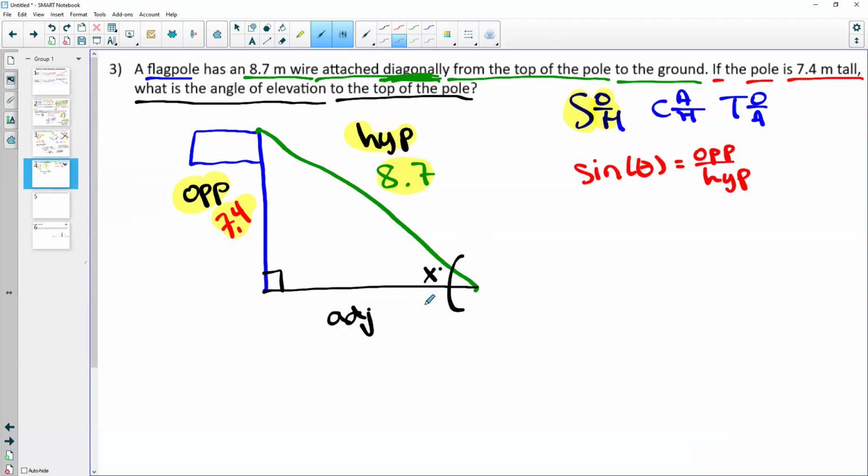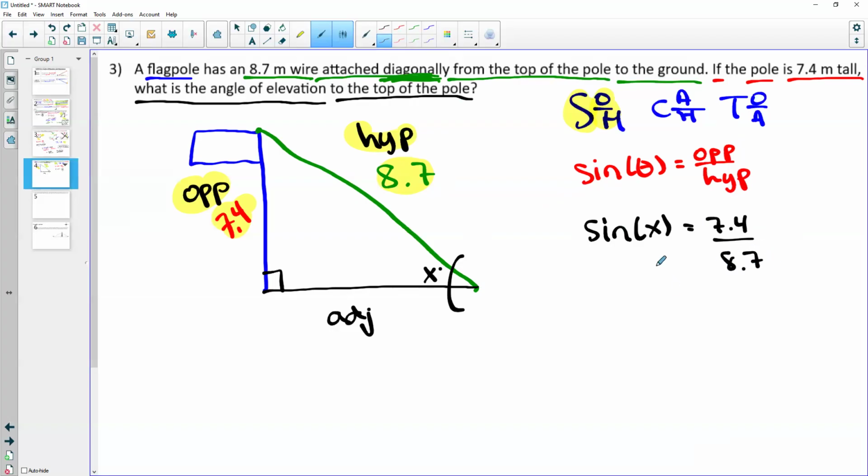Let's plug in our values for this particular triangle. So plugging in what we have, sine of theta. Theta is the angle. The angle, we don't know what it is, it's x, so call it x. That's equal to opposite over hypotenuse. Well, opposite 7.4 over the hypotenuse, which is 8.7.